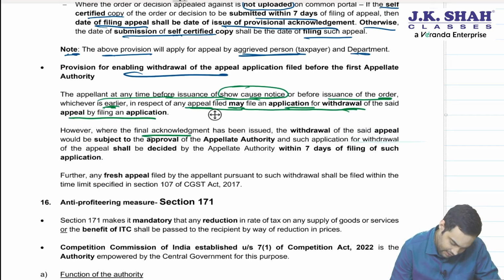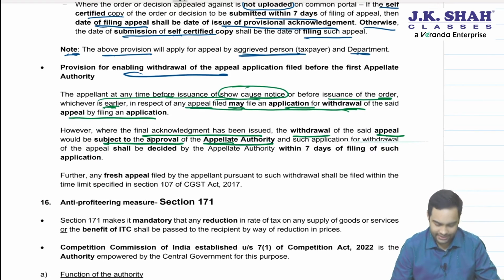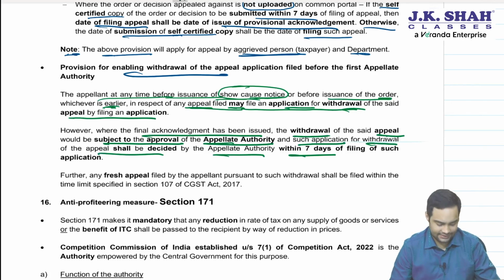Where a final acknowledgement is issued, withdrawal of said appeal is subject to approval from appellate authority, and such application for withdrawal of appeal shall be decided by appellate authority within 7 days.